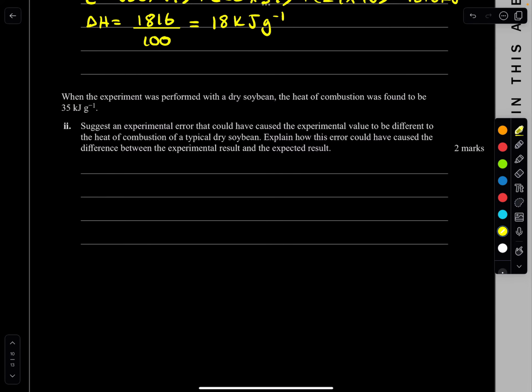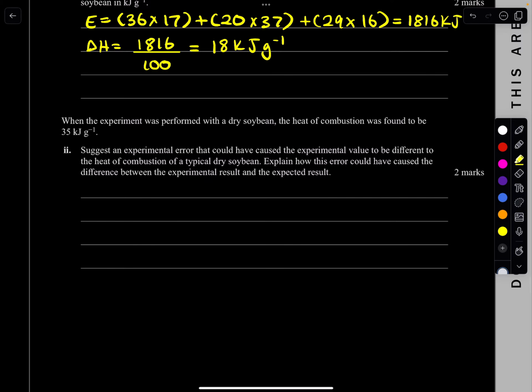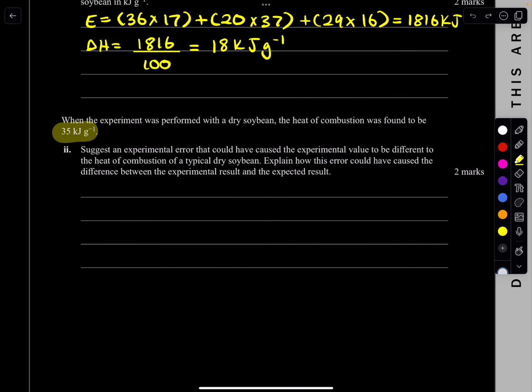When the experiment was performed with a dry bean, the heat of combustion was found to be 35.5 kilojoules. What? This was supposed to be around 18 kilojoules. How did it go above and beyond? Normally they tend to be lower because of heat loss. How could it be higher? So there's a big error here.